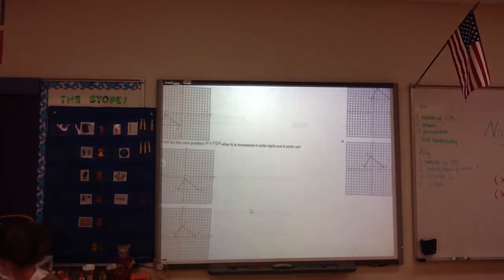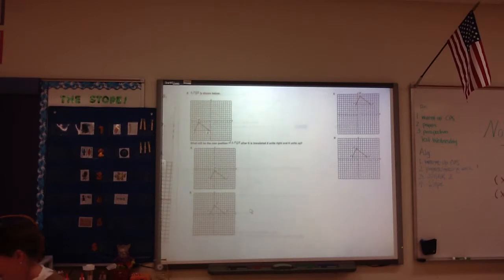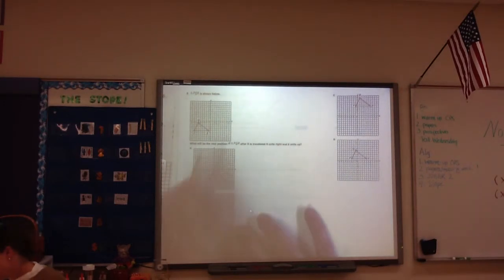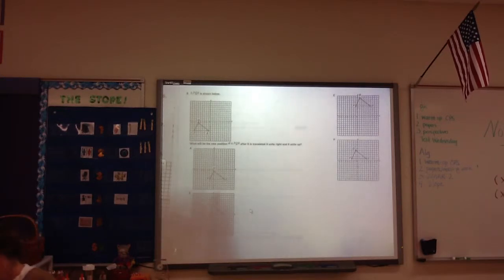Number 9 is really a big question because it takes up a lot of space. Okay? It says, what will be the new position of triangle PQR after it is translated 6 units right and 5 units up? Please pause the camera and take time to translate the figure. I'm going to move my points 6 right and 5 up.